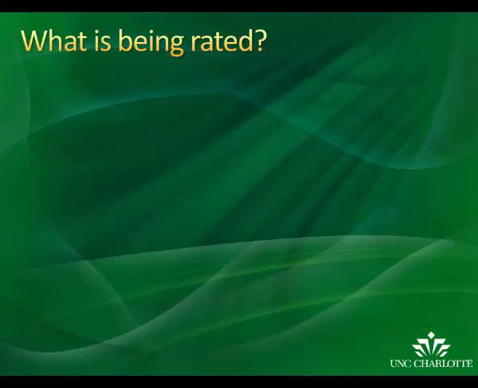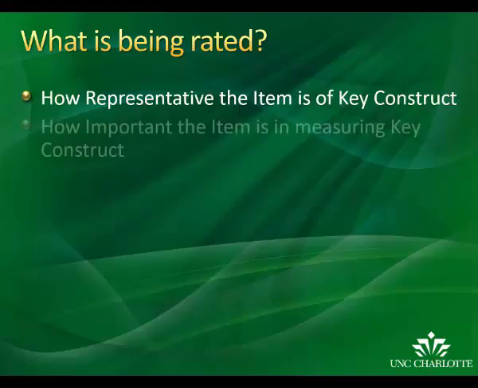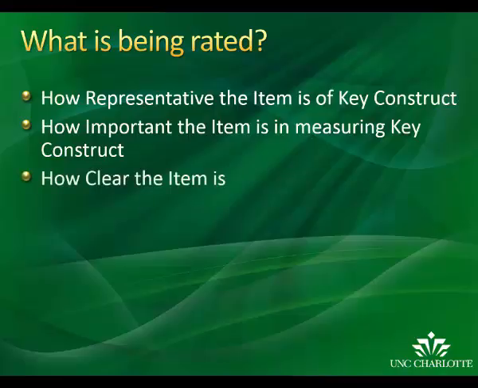So we take our key construct, our operational definition, and our items to rate, and we create a response form. Now this can be electronic or you can make a hard copy, as we've mentioned before. For each item on the rubric, you're going to ask the expert to rate it in terms of how representative the item is of the key construct, how important the item is in measuring that key construct, and how clear the item is. Each item is rated on a scale from 1 to 4.